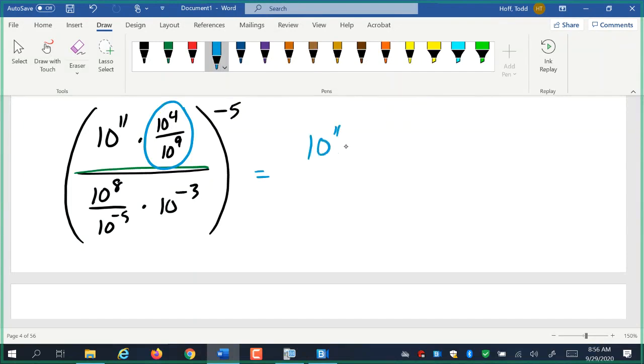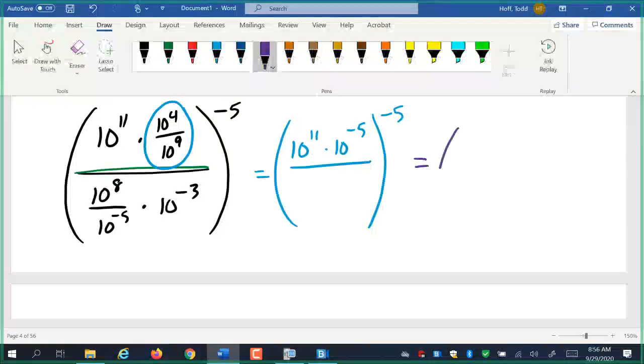So the 10 to the 11th doesn't change. 10 to the 4th divided by 10 to the 9th. 4 minus 9 is negative 5. That's 10 to the negative 5th. Next, I'm going to combine those. 10 to the 11th times 10 to the negative 5th. They're multiplying, so I'm going to add the powers. 11 plus negative 5 is a positive 6.